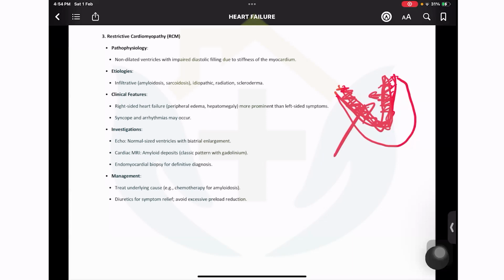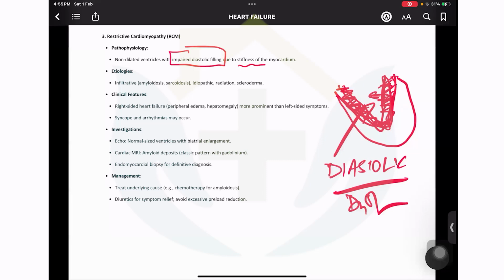So what is the kind of failure here? Systolic is fine. So it is a diastolic dysfunction. It is a filling defect. Diastolic dysfunction will be there. So there is impaired diastolic filling due to stiffness of the myocardium. It is just like somebody has an injury in his elbow and they cannot open up their arms. Although they can, because of the stiffness of the elbow joint, they cannot open. That is a similar situation here.